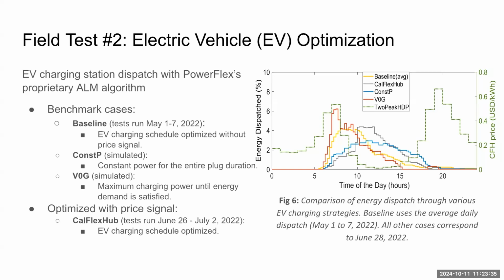So on this plot, it looks like the CalFlexHub is the best performing one, based off of the charging based off of that hourly changing price? Yeah, that's right. Okay. Yeah, that's the only one that's going off of that price curve. It seems like constant P does pretty good.